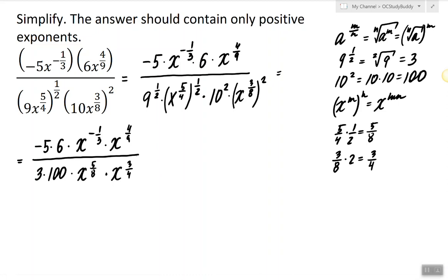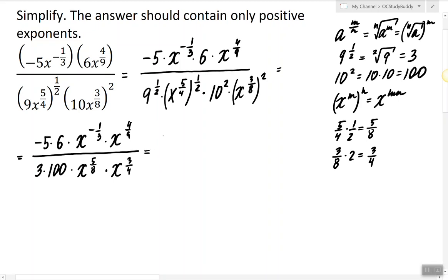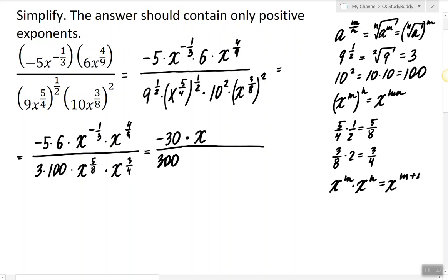So we have negative 30 over 300, and in the numerator we have x to the power that's determined by this property. When you have the product of two exponential expressions with the same base, the powers are actually added. So in the numerator we have x to the power negative 1/3 plus 4/9, and in the denominator we have x to the power 5/8 plus 3/4.